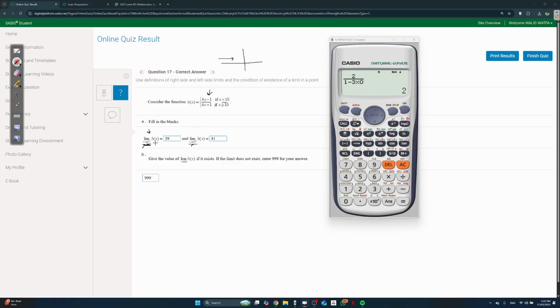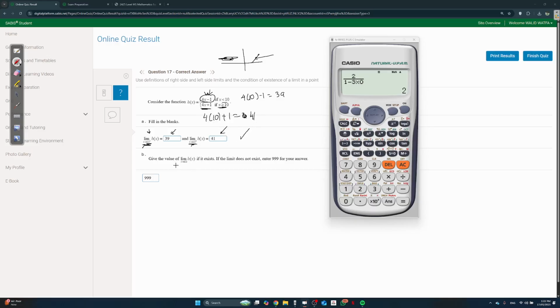Okay, so I'm going to substitute 10 into this one, not this one, since they said 10 minus, so before 10. Substituting 10, you're going to get 4 times 10 minus 1, which is 39. And then 10 plus, that means I'm approaching 10 from the right side now. So I'm going to be following the curve that's after 10, the one that's greater than 10. Substituting 10 into this, you're gonna get what? 41, right? Okay, so that's cool.